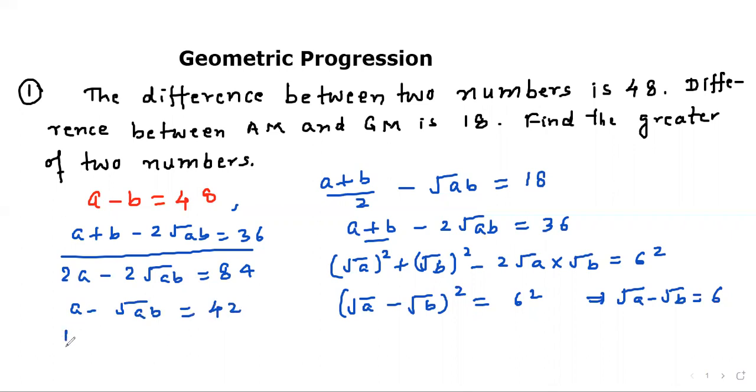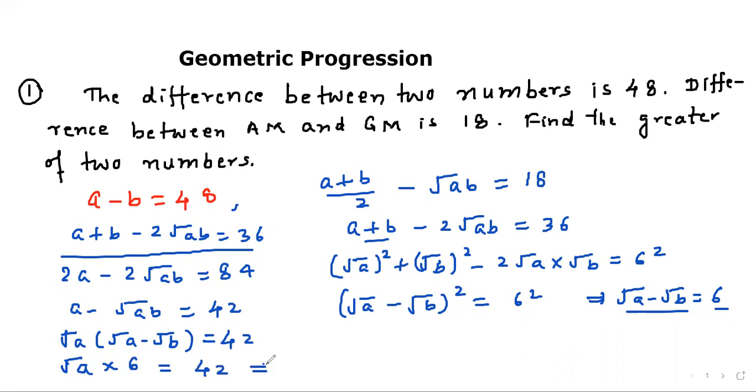We can take common root A from here, then root A times (root A minus root B) equals 42. But we have root A minus root B equal to 6. So root A times 6 equals 42, from where we get root A equal to 7, which implies A equals 49. So our answer is 49.